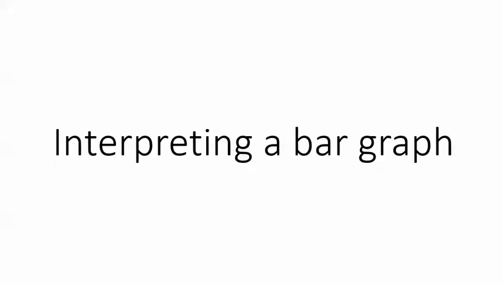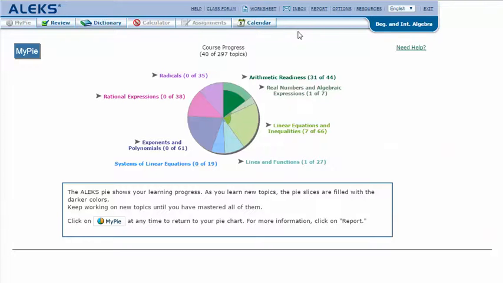Interpreting a bar graph. In your ALEKS screen, mouse over the green slice, Arithmetic Readiness, to reveal the drop-down list of topics you need to cover. Click on Interpreting a bar graph.